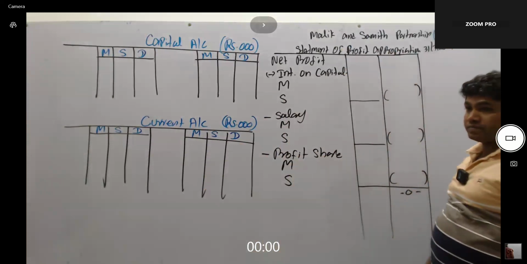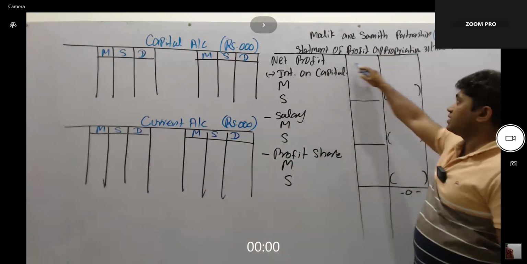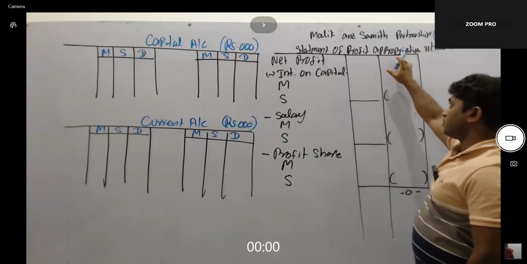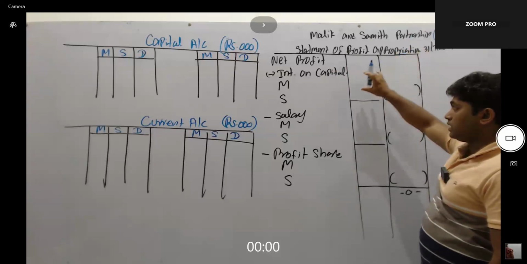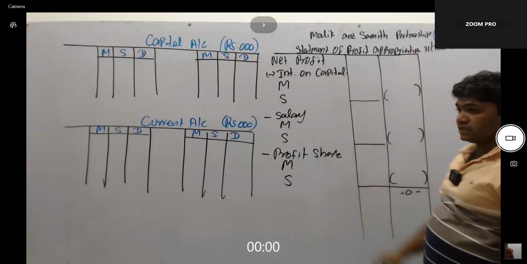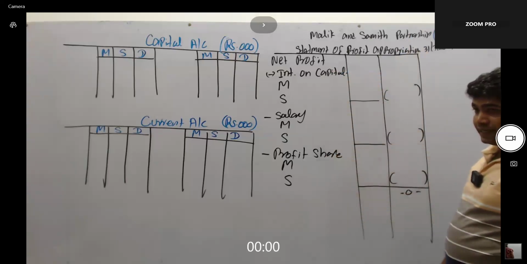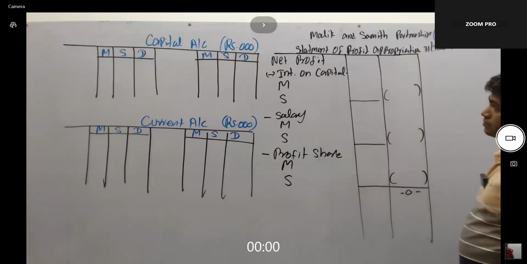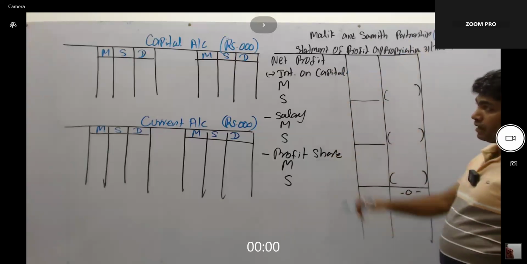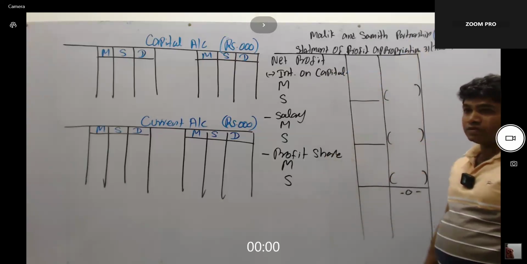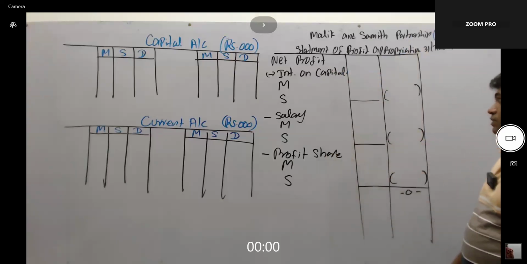Net profit. Think profit earned by the business should be distributed among the partners by considering the contribution that each partner has given for generated profit. Prepare partners capital account, partners current account also. 3 partners available, 3 columns.